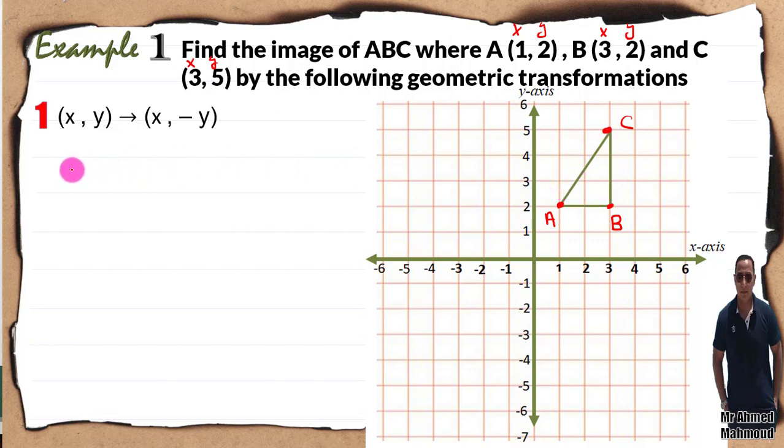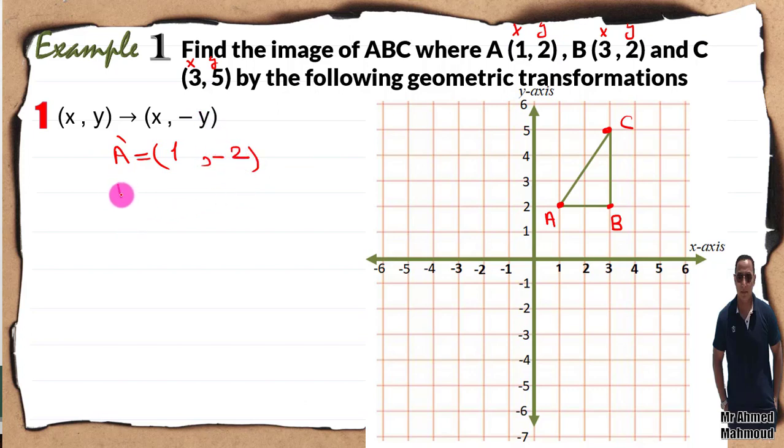Okay, now what will happen? What was the meaning of x and negative y? This is x and y. So I have A dash equal: x will stay without change and y will change its sign. So here 1 and 2 will be 1 and negative 2. I'm changing the sign of y.